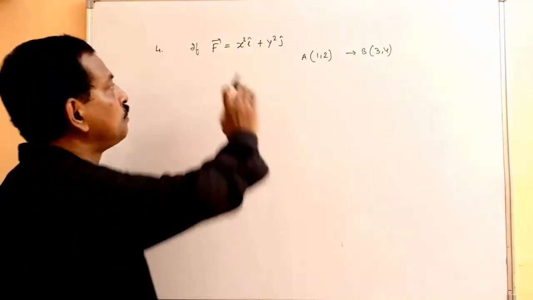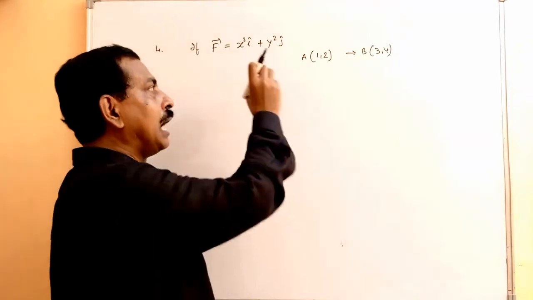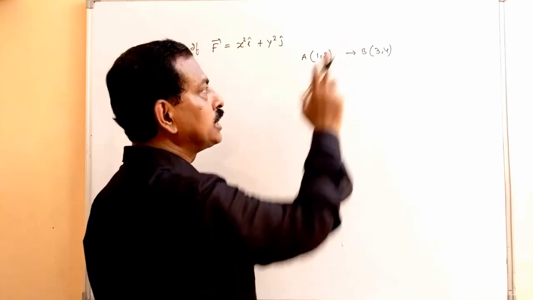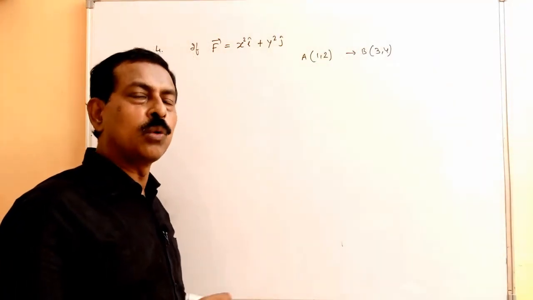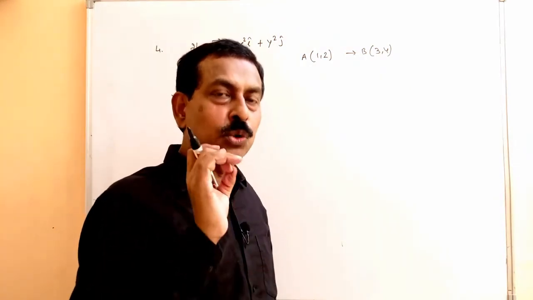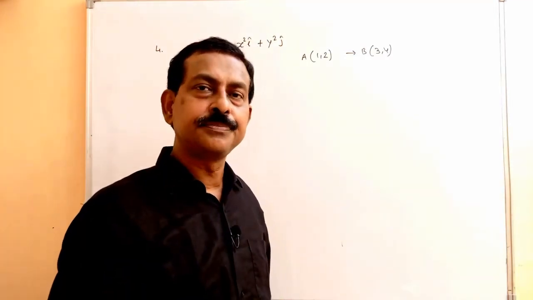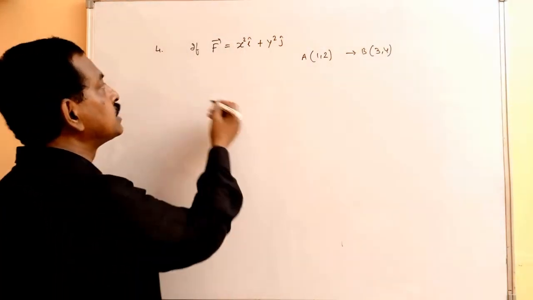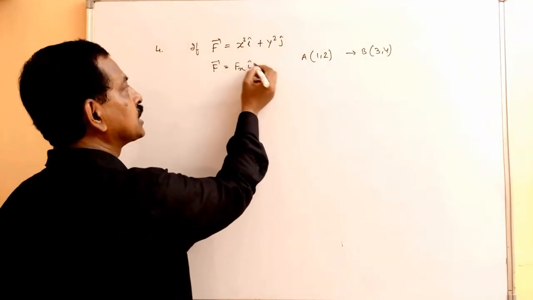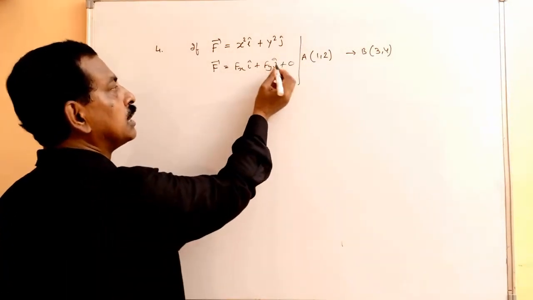Let's take the next question. If F is equal to x square i cap plus y square j cap and it acts on a body and displaces it from point A having coordinate 1, 2 to point B having coordinate 3, 4, what is the work done in it? So you have to find the work done in this case. Here again we'll start by checking whether it is conservative or non-conservative. Here, we write F as usual, Fx i plus Fy j plus 0 for the k.